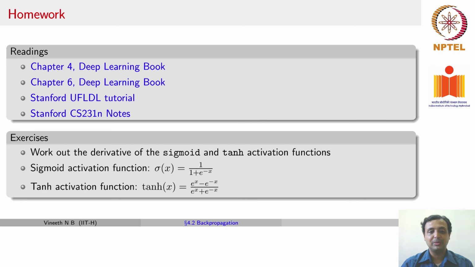For further reading, please read chapter 4 and chapter 6 of the Deep Learning book. Not all sections in these two chapters may be relevant, so I'd advise you to read what is relevant to the sections that we've covered so far. Also go through the Stanford UFLDL tutorial and the CS231N notes. The links are right on this slide if you're interested.